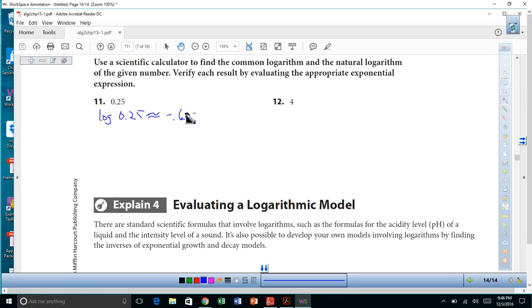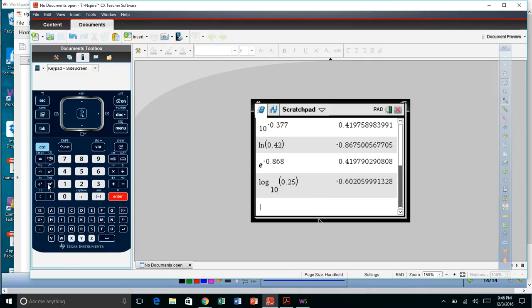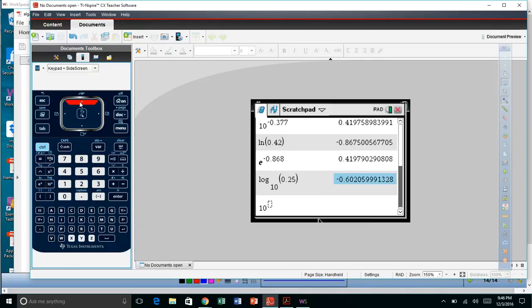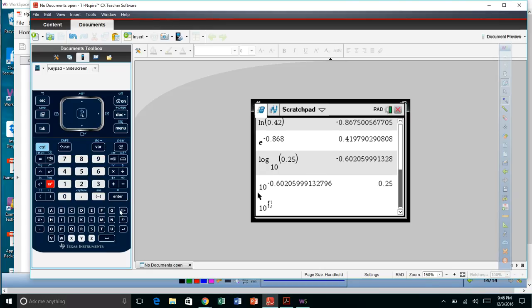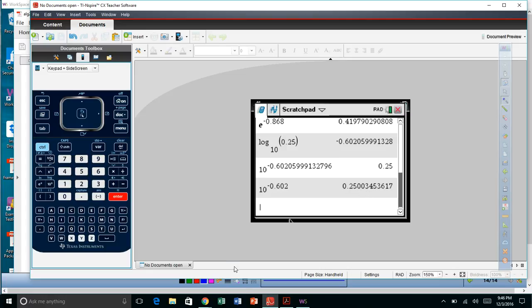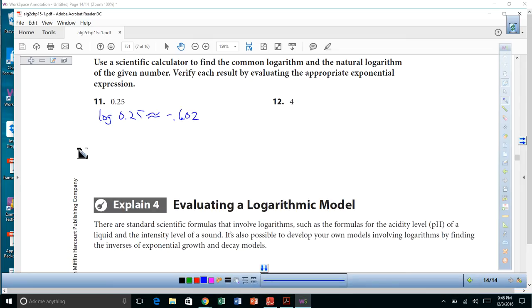Negative 0.602. So now we're going to do 10, and let's go up and grab that whole thing right there. See what that gives us. But if we had just done 10 to the negative 0.602, it would have been approximately, see, off a little bit. All right, so 10 to the negative 0.602 is approximately 0.25.